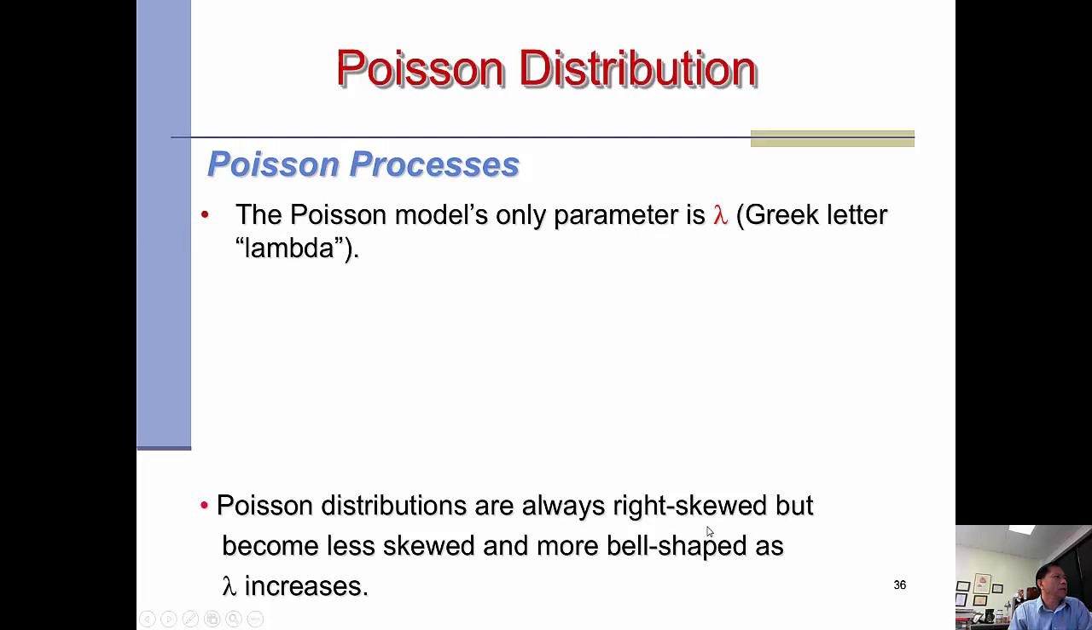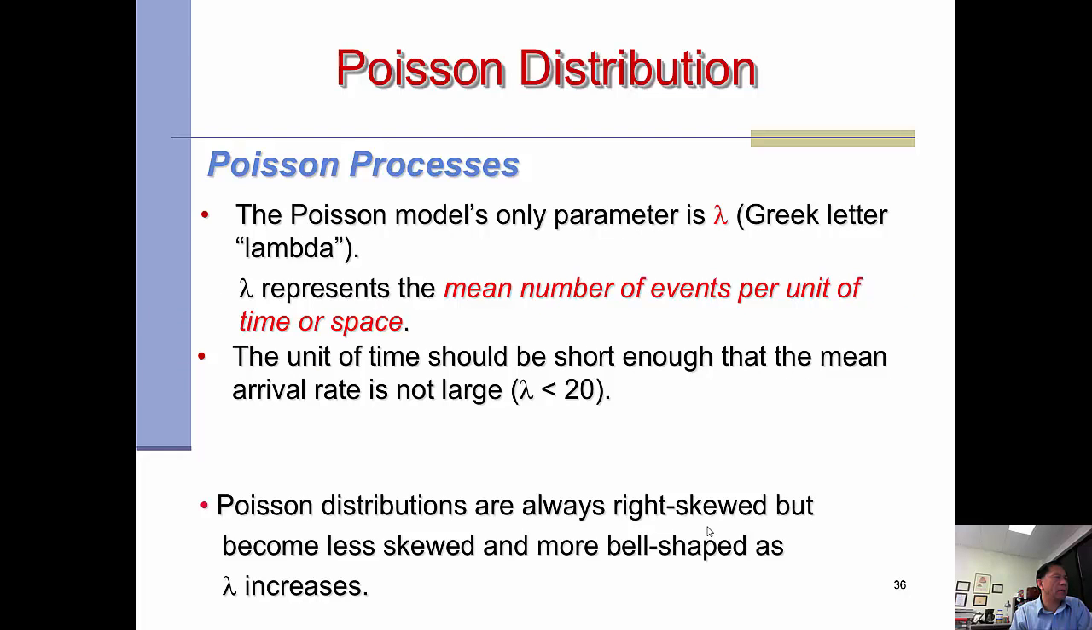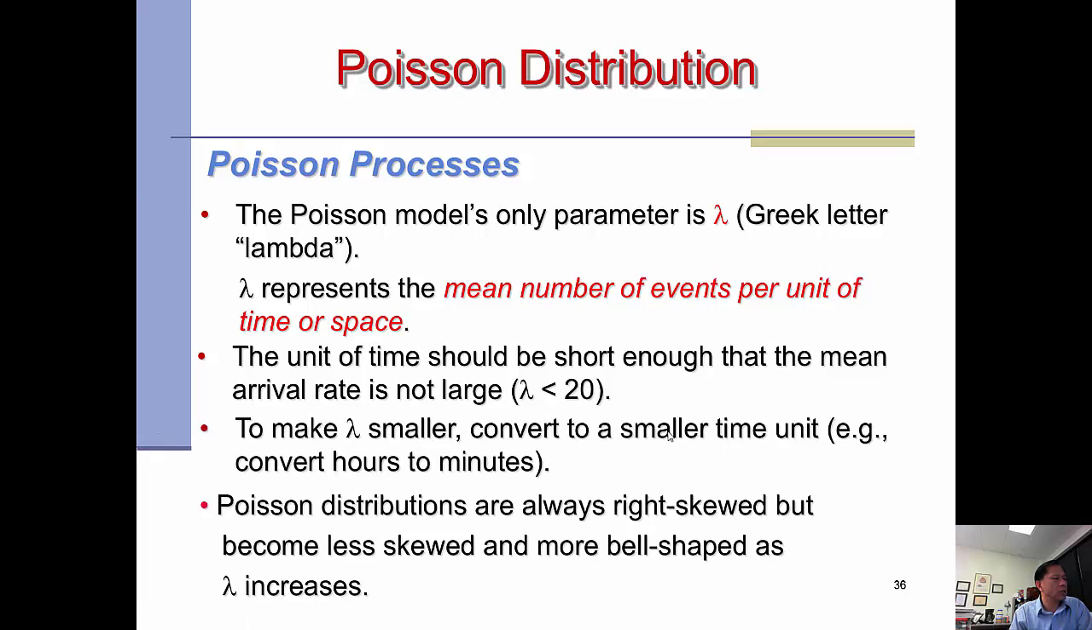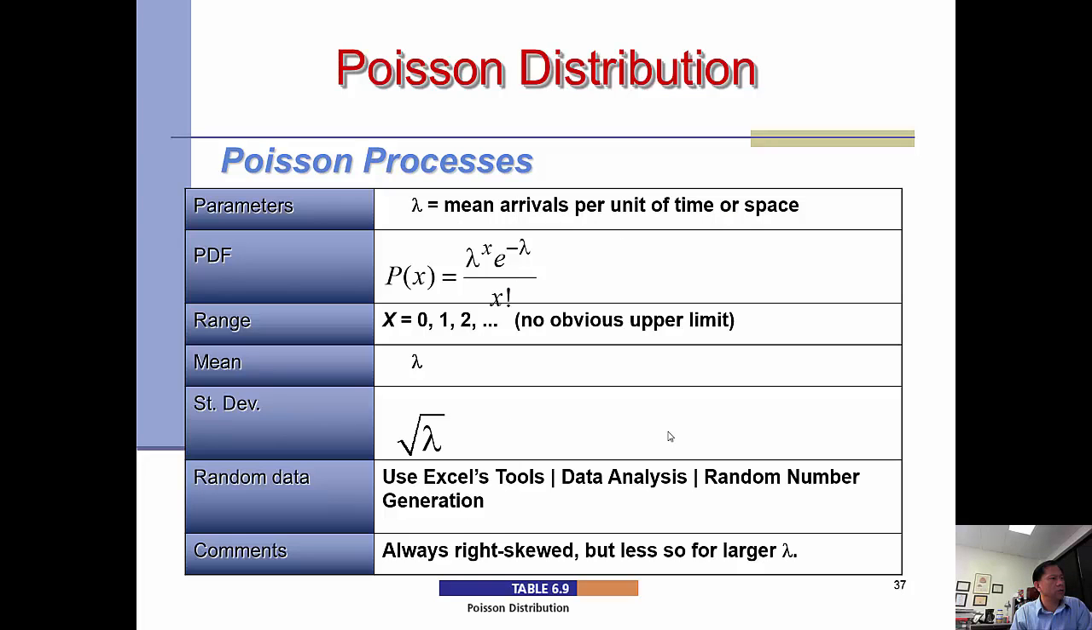Okay? In the Poisson process, there's only one parameter, called lambda, the Greek letter lambda. Lambda represents the mean number of events per unit of time or space. The unit of time should be short enough that the mean arrival rate is not large. Normally, when we say not large, that's less than 20. Okay? And the Poisson distribution is right skewed, but becomes less skewed and more bell-shaped as lambda increases.